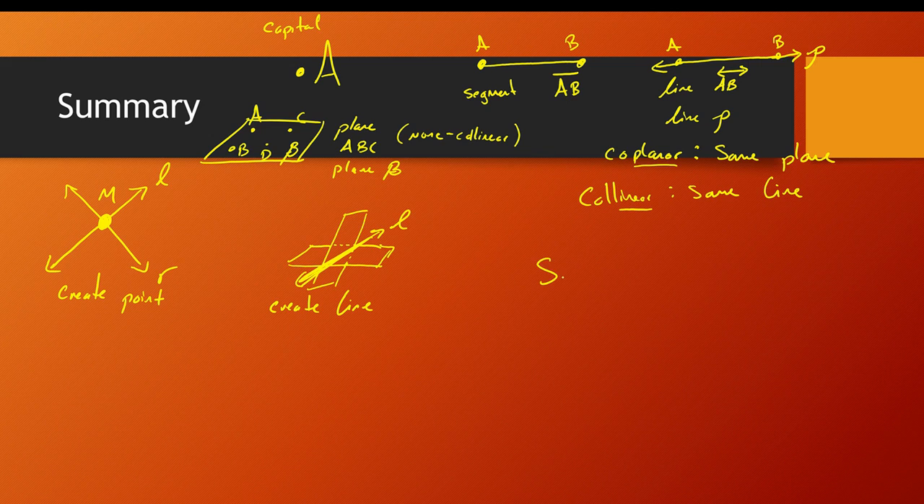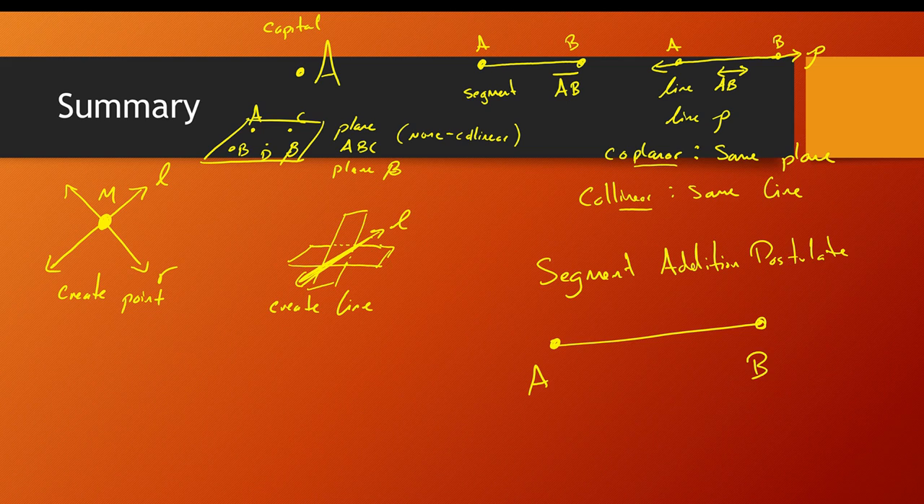So then we also talked about the segment addition postulate, right? And that one was if you have a segment and a letter or a point is between them, then you can take the two smaller parts, add them together, and you create the entire thing, right? And then we also talked about midpoint.